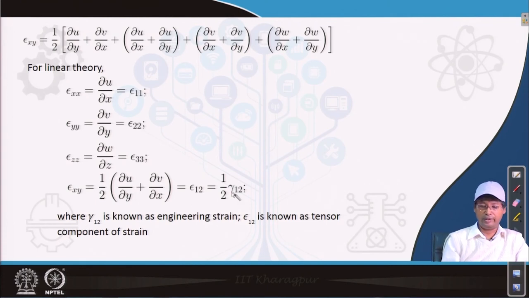There is a good relation between these two. Gamma 1 2 is known as the engineering strain, and epsilon 1 2 is known as the tensor component of strain. So, please keep it in mind, generally these two conventions are followed, either epsilon or gamma is used, and with this notation we will proceed again.